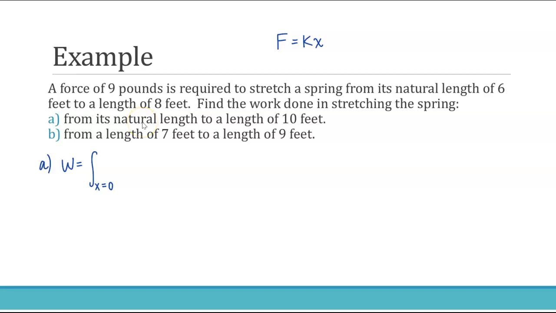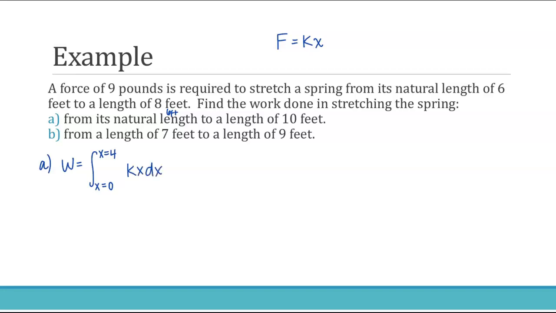But the natural length was, of course, 6 feet. And so if that corresponds to x equals 0, then stretching to a length of 10 feet means that our upper limit of integration is x equals 4. So our integral starts at 0, goes up to 4, and we're integrating the force function k times x.